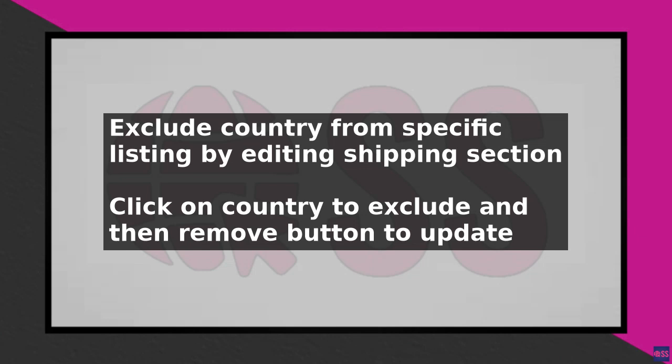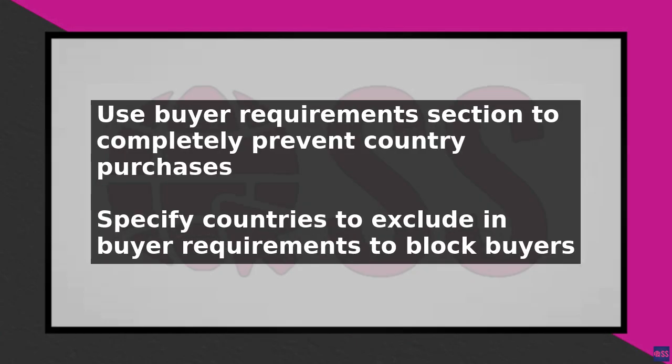To completely prevent buyers from a certain country from purchasing from you, you need to use the Buyer Requirements section in your Shop Manager. To do this, go to the Shop Manager section and click on Settings and then Buyer Requirements. In the Buyer Requirements section, you can specify which countries you do not want to sell to, and any buyer from those countries will not be able to purchase from you.